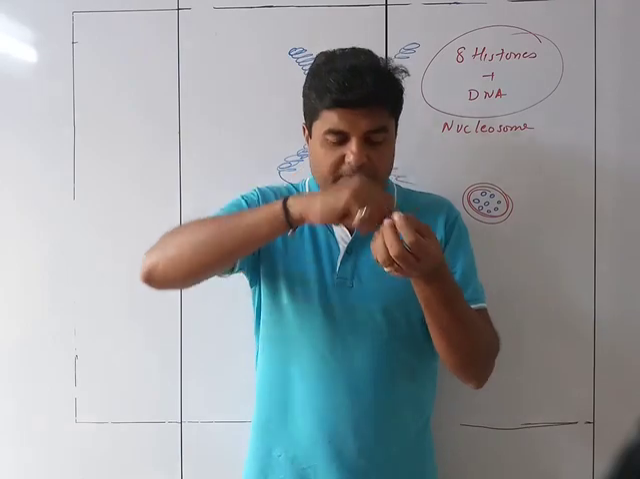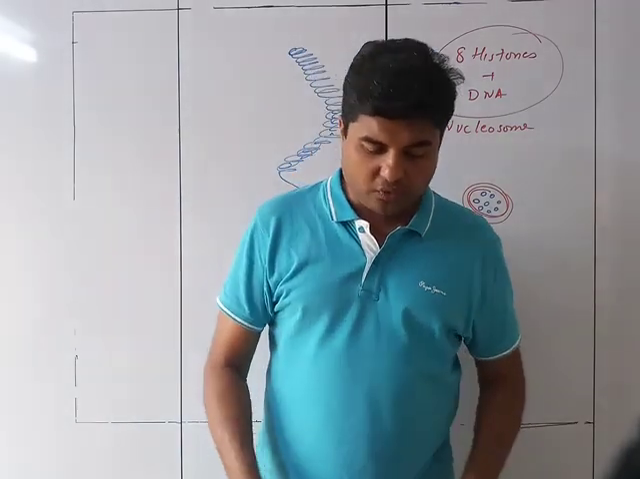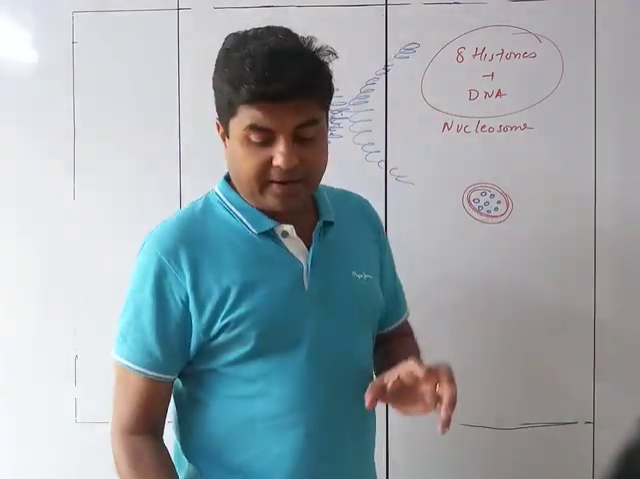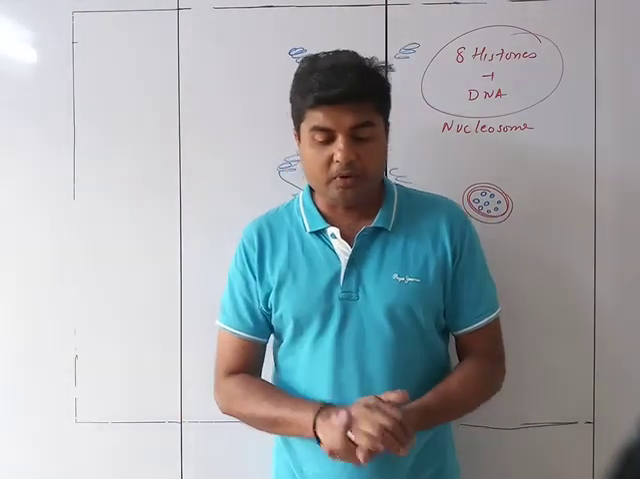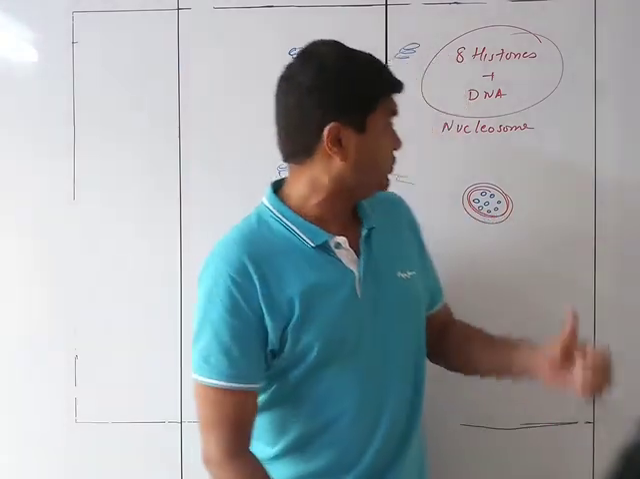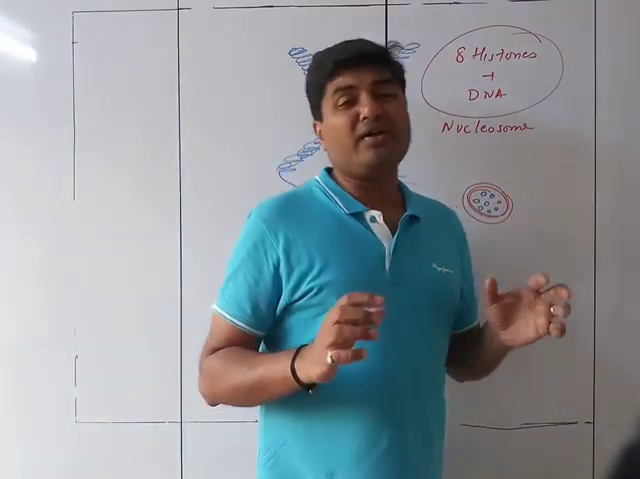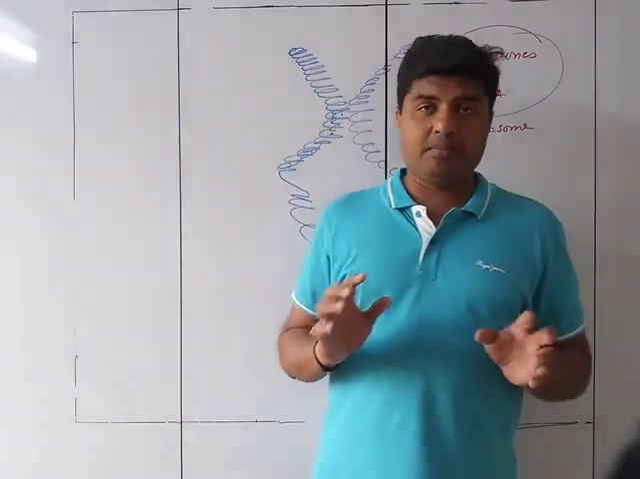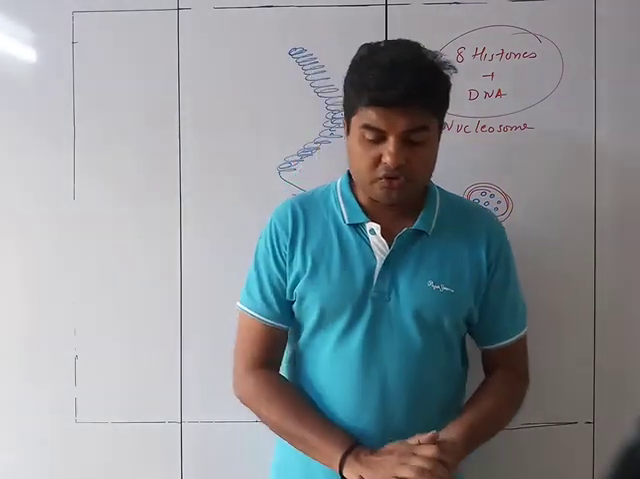In the same way, histones keep coiling this. Now over here we can see that a single human chromosome may have about 1,000,000 nucleosomes. So we will be having a minimum of a million nucleosomes in this.